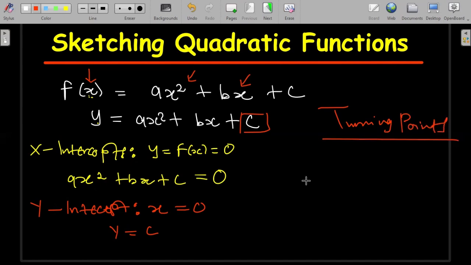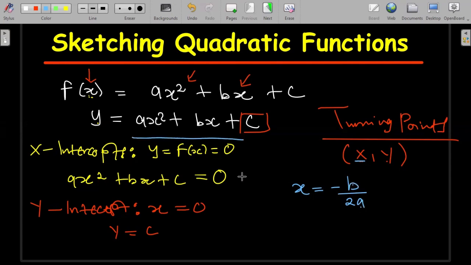So for the turning points, we have to use some formulas. The turning point is in the form x comma y. So there's the x coordinate of a turning point and the y coordinate of a turning point. So how do you find the x coordinate of a turning point? You use this formula. From your quadratic equation, you say my x coordinate of a turning point is equal to minus b over what? 2a. This will be your x coordinate of a turning point. So where do you get your b and your a? From the quadratic equation that you've been given.